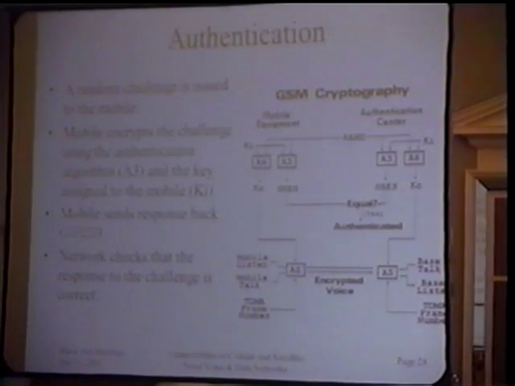A3 is the authentication side of that algorithm. It produces something called an SRES, or a signed response. This is going to look like the other one, but basically you generate a signed response, you send it back to the network, and the network checks that your answer is the same as its answer. If they're okay, you're authenticated, you go ahead.